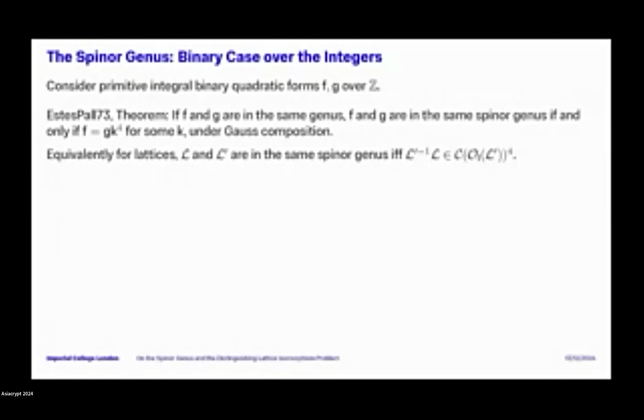There's a theorem by Estes and Pall from 1973 which says that if f and g lie in the same genus, then they're in the same spinor genus if and only if they satisfy f equals g times k to the 4 for some form k under Gauss composition. One can rewrite this in terms of lattices as follows. We say that two lattices L and L dash are in the same spinor genus if and only if L dash inverse times L lies in the 4th powers of the class group of the left order of L dash. Now, there's some jargon there. But the point on this slide is that we can take our problem defined in terms of quadratic forms and transform it into a problem in class groups.